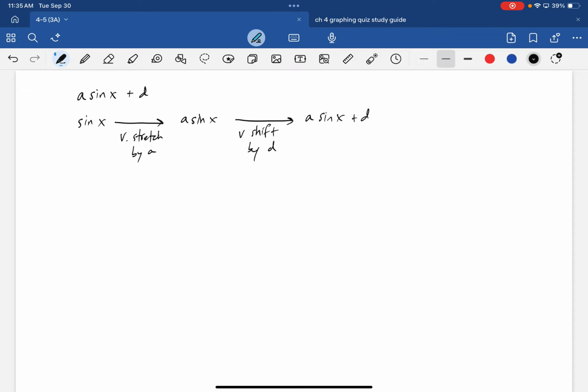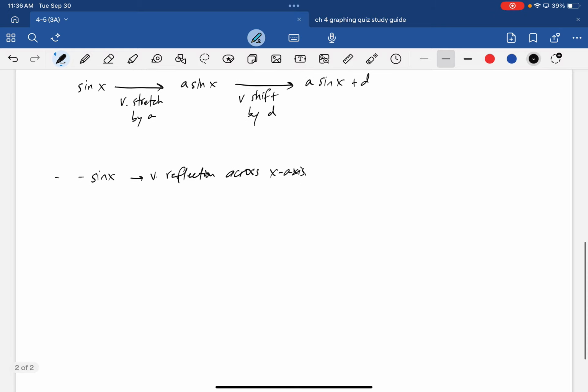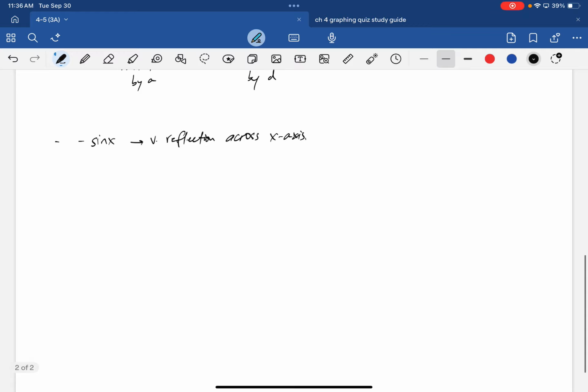We also have vertical reflections. The other possibility is maybe negative sine x. That is a vertical reflection across the x-axis. So there are 2 or 3 important vertical transformations to know, and we'll look at some examples. Let's first think about what a vertical stretch would look like.